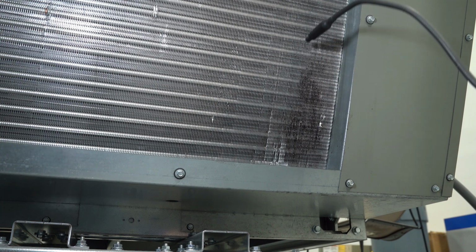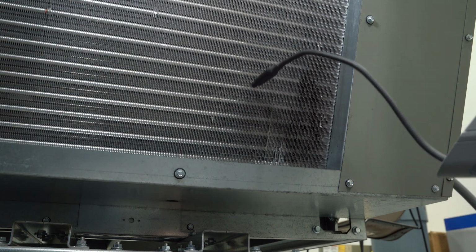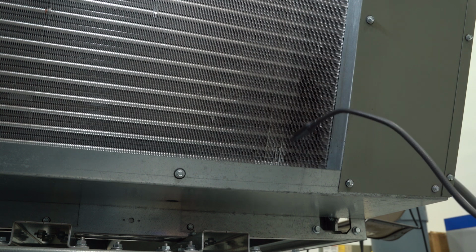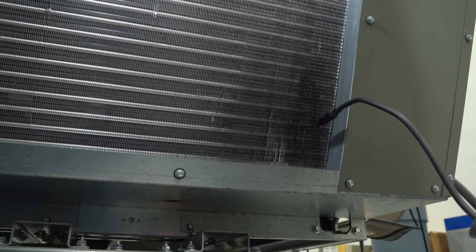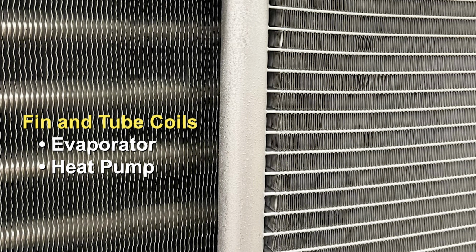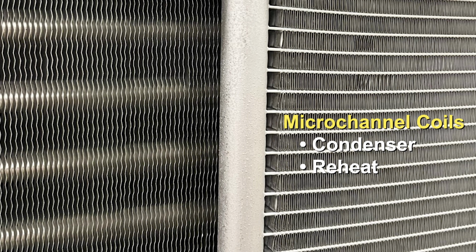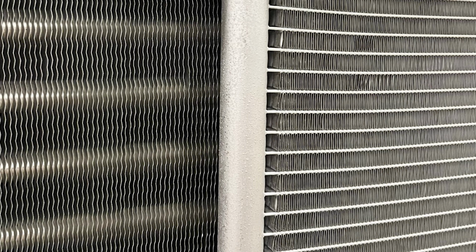If staining is on the fin pack, use a refrigerant leak detector to verify leak location. Leaks discovered on the coil fin pack will require coil replacement. Fin and tube coils, shown on the left and used for the evaporator and heat pump, have large copper tubes. Microchannel coils, shown on the right and used in the condenser, have wave-shaped aluminum fins and tiny channels within their parallel flow tubes that carry refrigerant. They should be replaced, not repaired, if there's a leak.